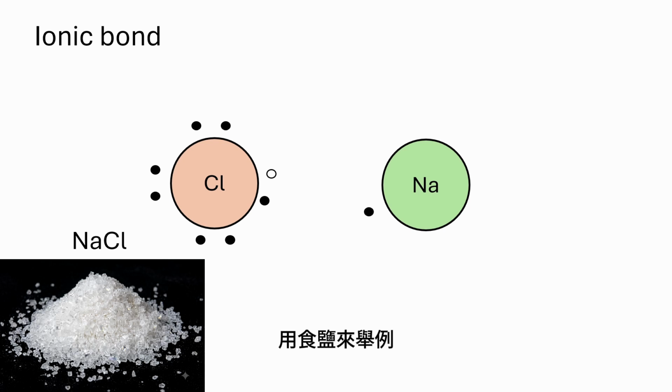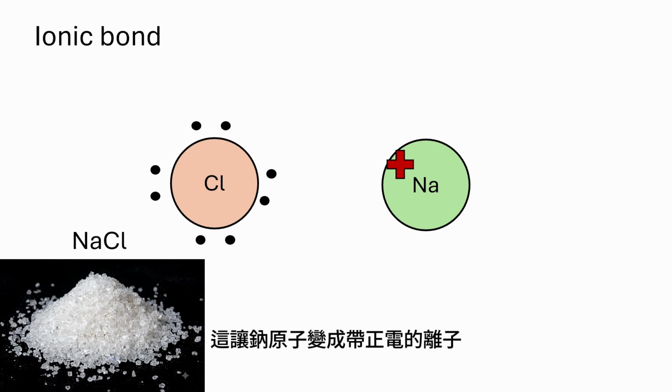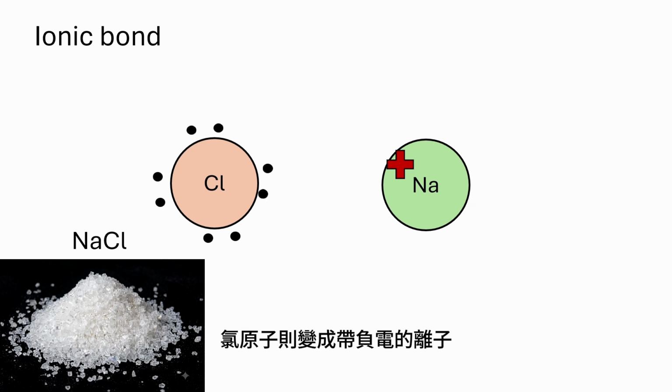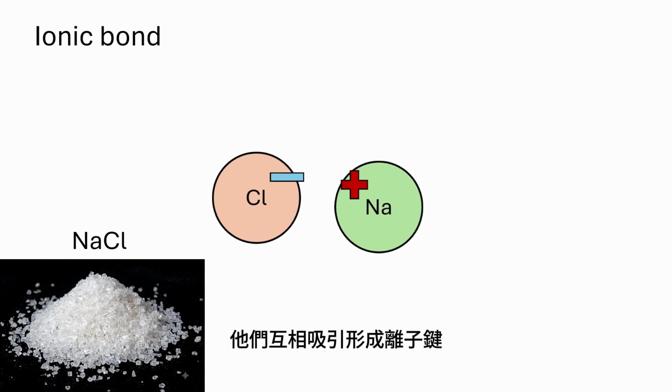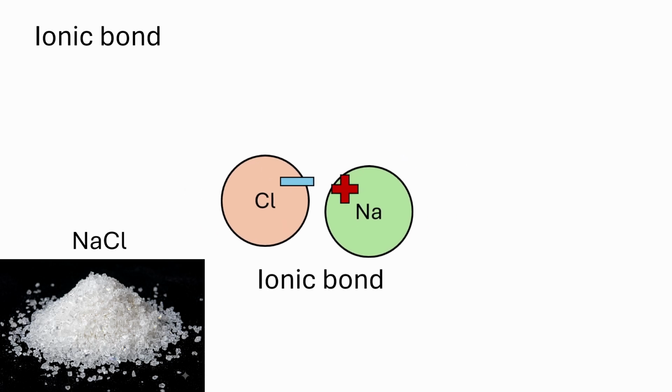Take table salt for example. Chlorine atoms are much stronger than sodium atoms at pulling electrons. They take the electron that is farthest from the sodium nucleus. This turns the sodium atoms into positive ions and the chlorine atoms into negative ions. Because opposite charges attract, they pull together to form an ionic bond.